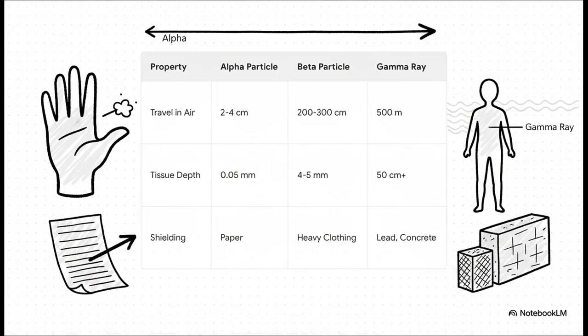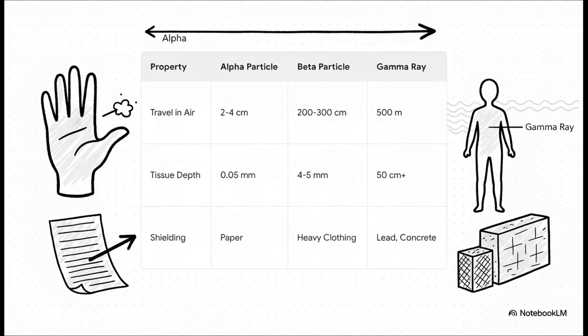So this table just gives us a fantastic side-by-side look, and the difference is staggering, right? An alpha particle fizzles out after just a few centimeters in the air. It can't even get through the top layer of your skin. But, and this is a huge but, if you were to ingest something that emits alpha particles, they suddenly become incredibly dangerous because they release all that energy directly inside your cells. A gamma ray, on the other hand, can travel 500 meters and can pass straight through your body.